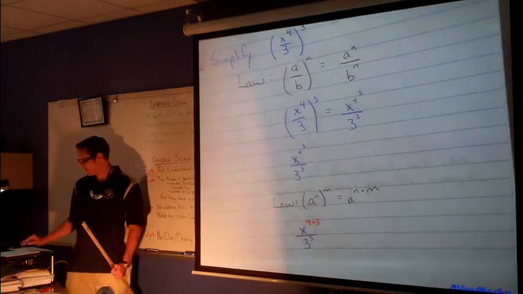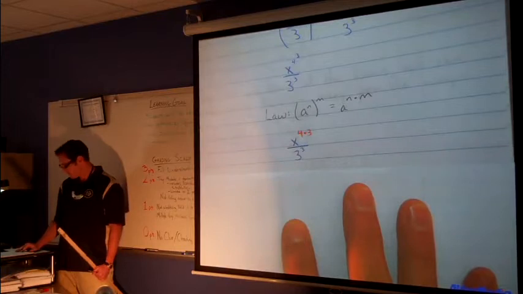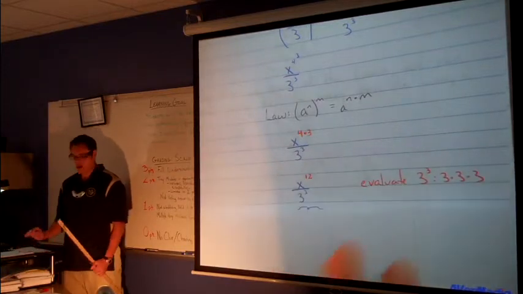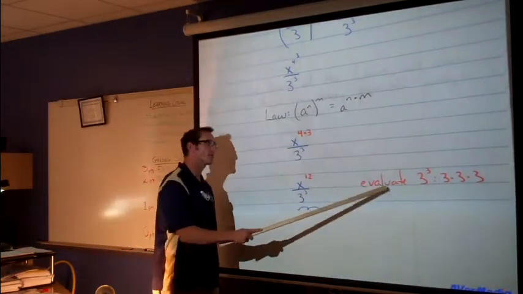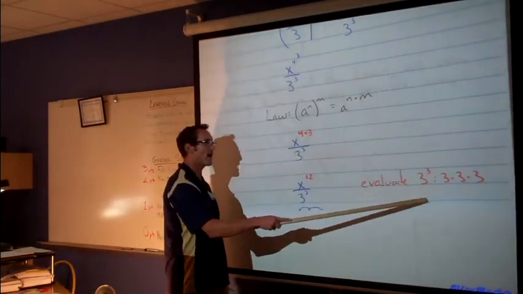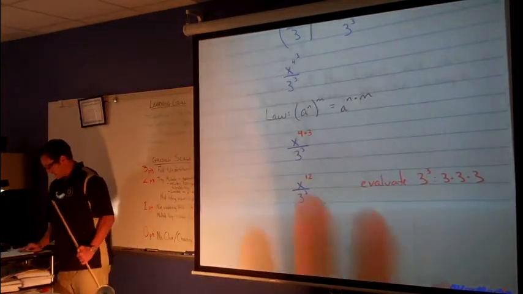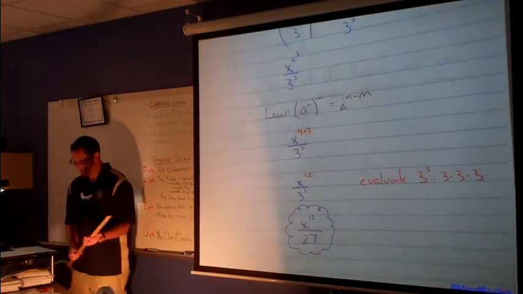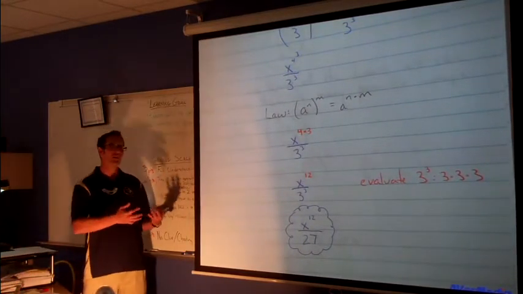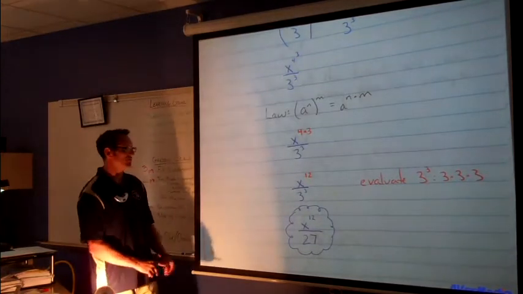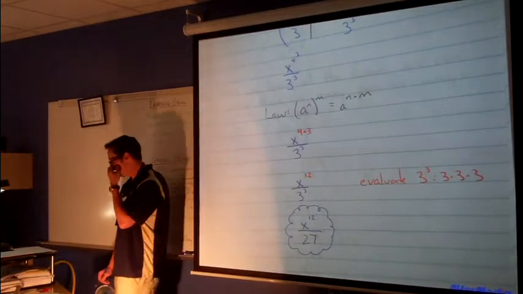At the bottom, 3 to the 3rd power. And then we multiply 4 times 3 to get 12. We have x to the 12th over 3 to the 3rd power, which we can evaluate. 3 to the 3rd power is 3 times 3 times 3. So you can evaluate that. You'll be left with x to the 12th over 27. So that's how that quotient rule works. If you raise a quotient to a power, the exponent is applied to the top and to the bottom.